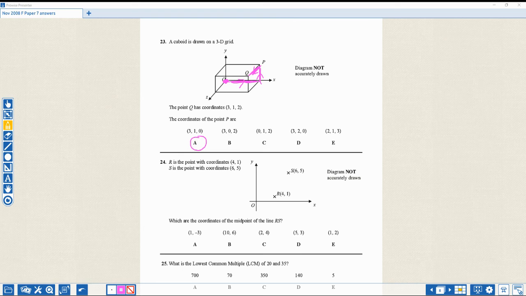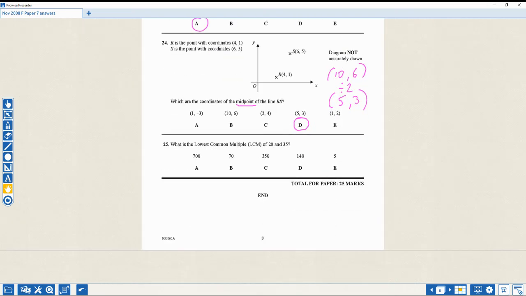Question 24. We've got two coordinates here. We need to find the midpoint of the line. So if we add the two x coordinates together, we get 10. Add the two y coordinates together, 5 and 1, we get 6. And if we half those, divide by 2, you get 5 and 3. And that's how you work out the midpoint between two coordinates. So our answer there is 5, 3.